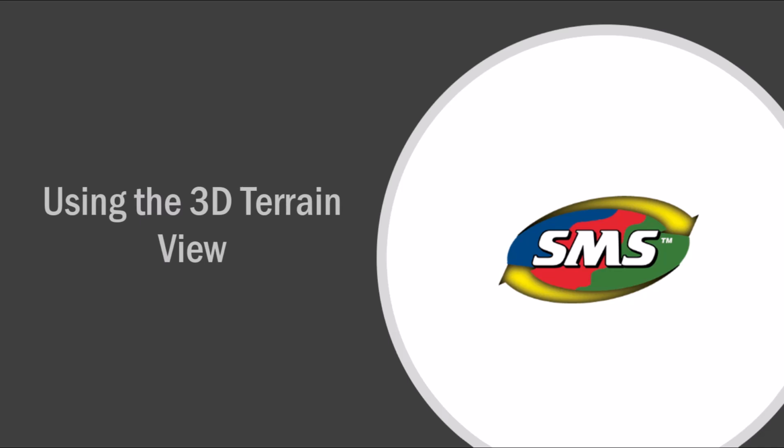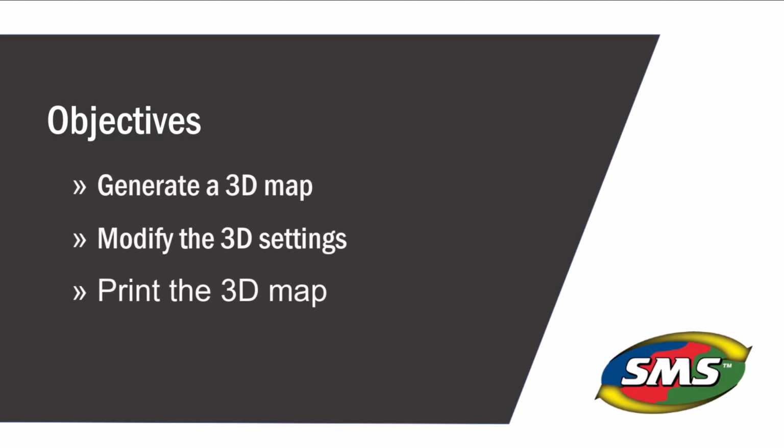In this video, you will learn how to use the 3D Terrain View in SMS Advanced. 3D Terrain View can be used to view maps in 3D, the terrain of the field, and to show the relationships between the terrain and attribute or property being mapped.